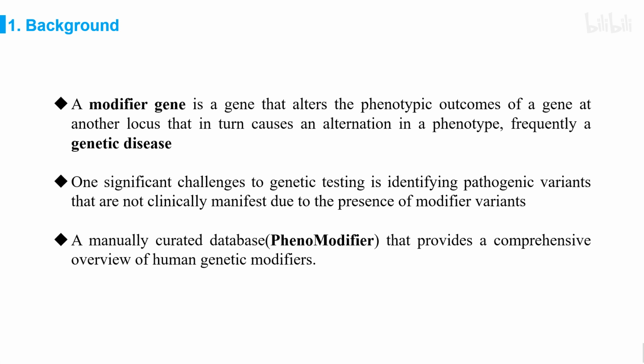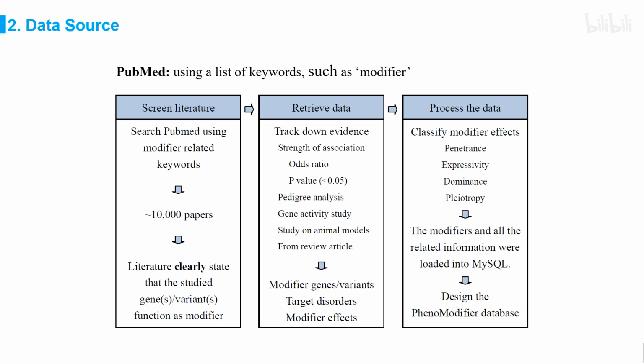It provides a comprehensive overview of human genetic modifiers. Comprehensive does not just simply mean it includes something or didn't include something. It's comprehensive, so it needs to integrate all of the data, even data that is not written in papers. So, how do we collect the data on these modifiers?